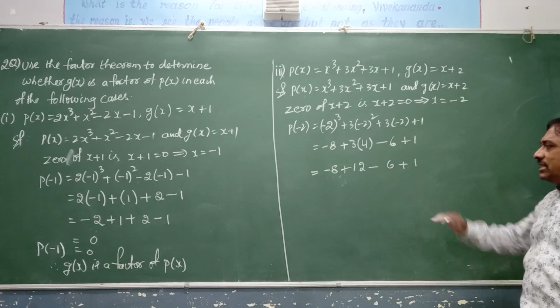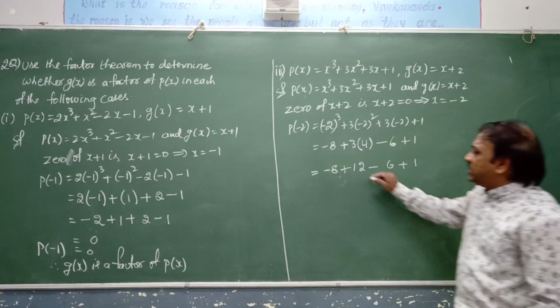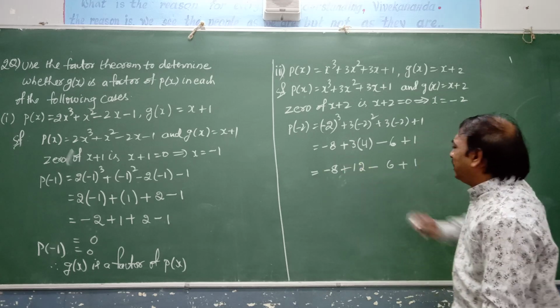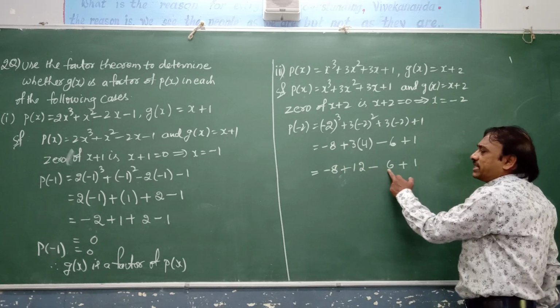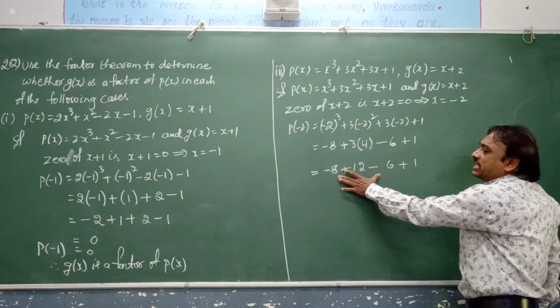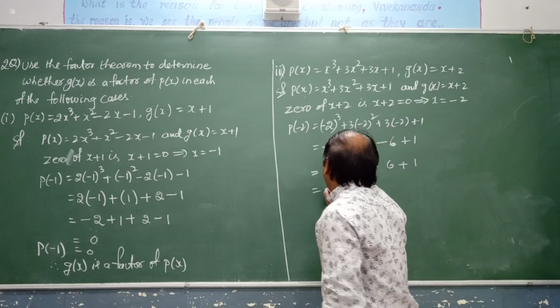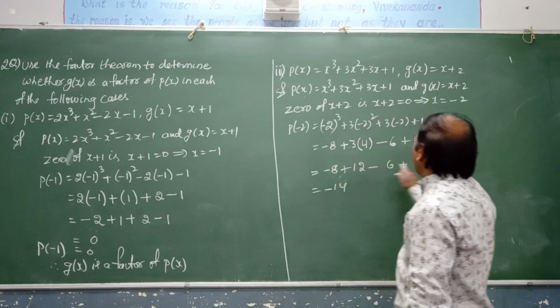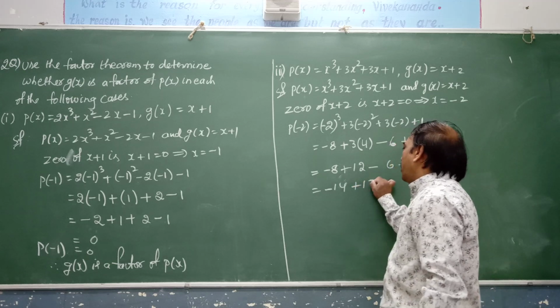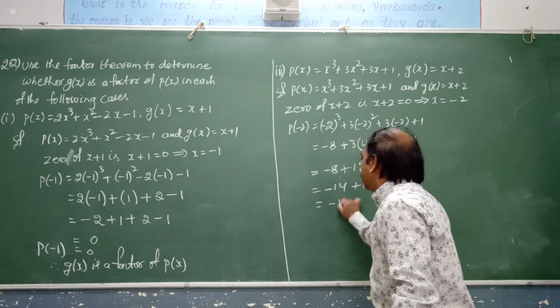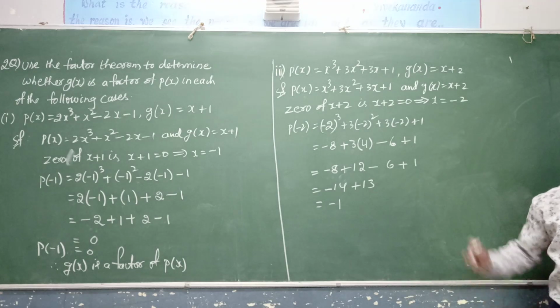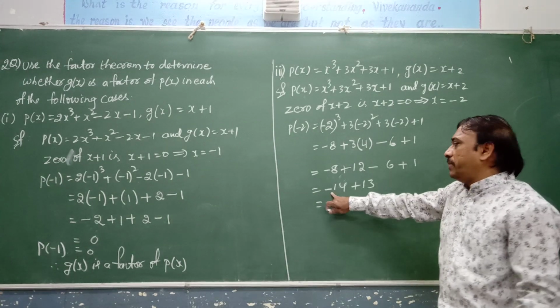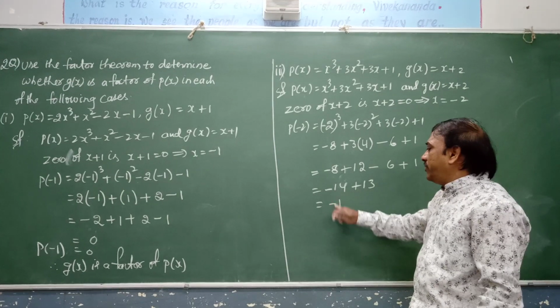Now you see, add the plus values and add the minus values. Minus 8 plus 12 minus 6 plus 1. Minus 8 minus 6 is minus 14. So minus 14 and plus 12 plus 1 is plus 13, which is equal to minus 1. Minus 14 plus 13, integer operation, addition. One is minus, one is plus. So it will give you minus 1.